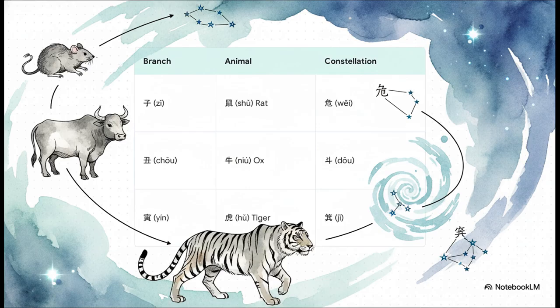And you can see that astronomical connection right here. Look at this. You have the branch Z, which is paired with the rat, which in turn is linked to a specific constellation. So you can see this clear line being drawn from the stars down to the zodiac and right into daily life. This was way more than just folklore. It was a complex map of the cosmos. And believe it or not, it had huge implications for how people related to each other.